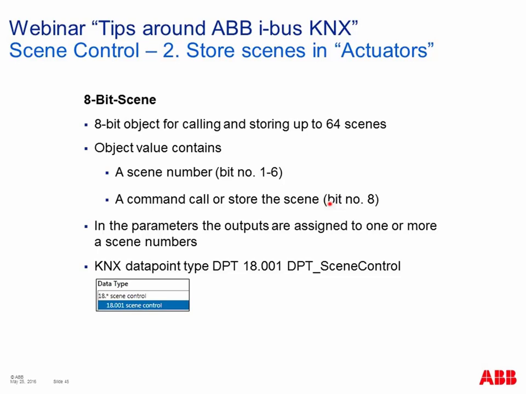So, what we have to do in our outputs, switch actuator, DIM actuator, shutter actuator, is enable the parameter, saying you are listening to the scene, which number of the scene, and the value. And here you can see the official data point type, which is specified by the KNX Association. It's the data point type 18.001, data point type scene control.